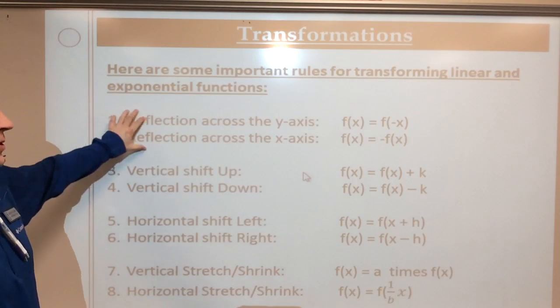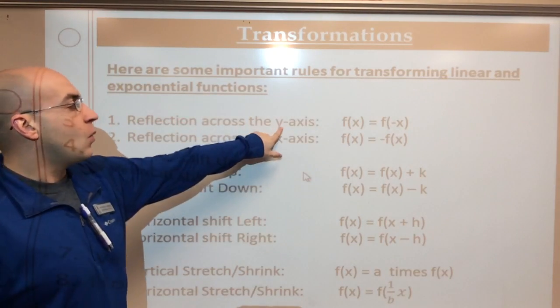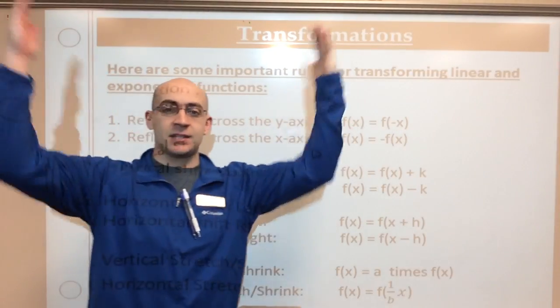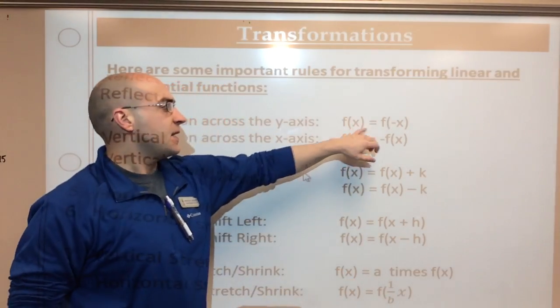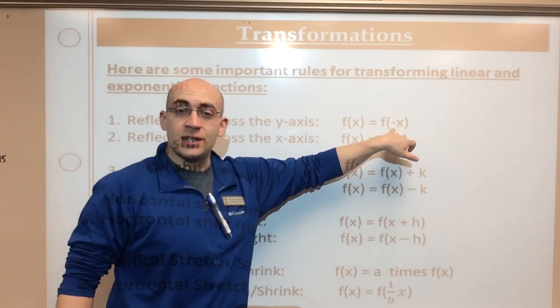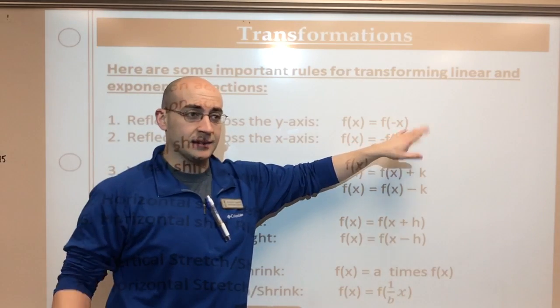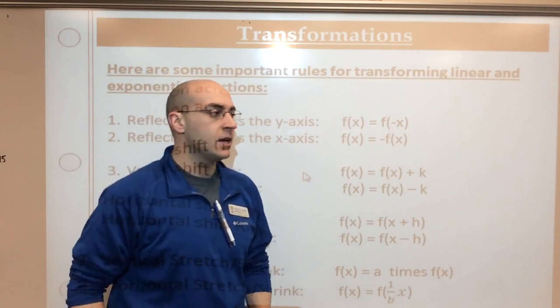The first two are pretty simple, so reflections. Now, a y-axis reflection. Remember, we're talking about quadratics, so they look the same on both sides. f of x equals f of negative x. So just the x value is being negated, or changed to a negative.